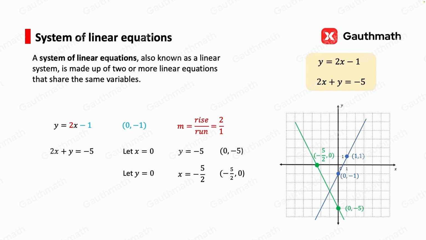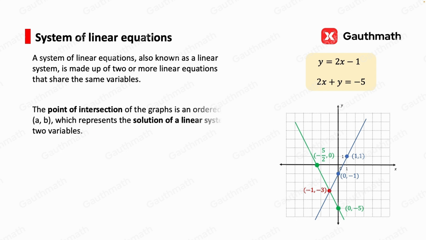So now we have the graphs of both linear equations, and we can see the intersection. And that is the solution of the system. Actually we can read the coordinates. That's (-1, -3). The point of intersection of the graphs is an ordered pair (a, b), which represents the solution of a linear system in 2 variables. Algebraically, x equals a and y equals b make each equation true.